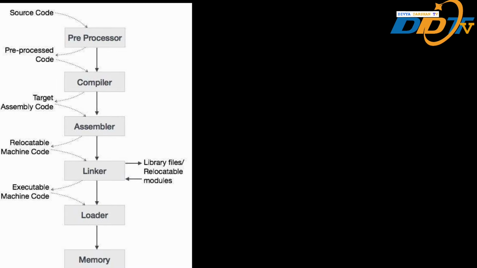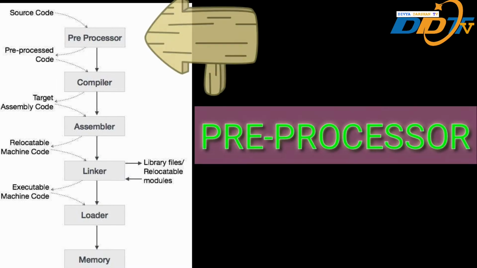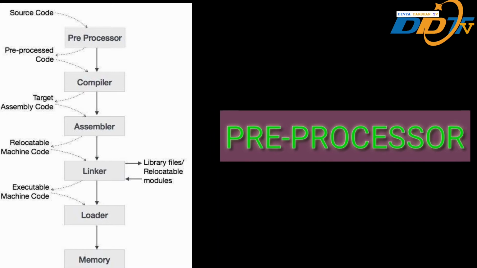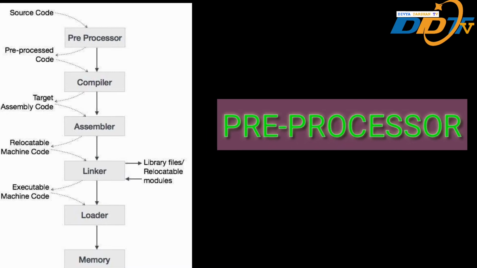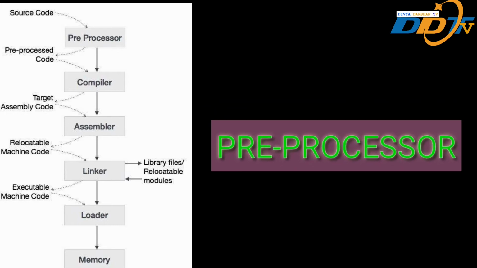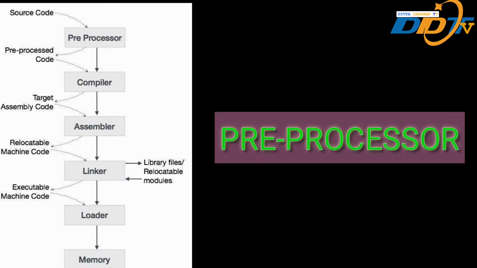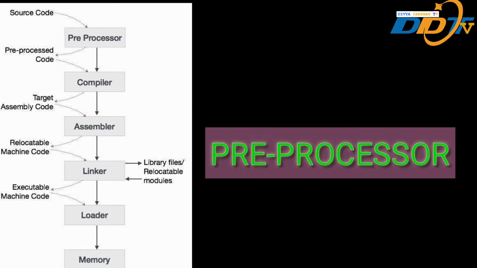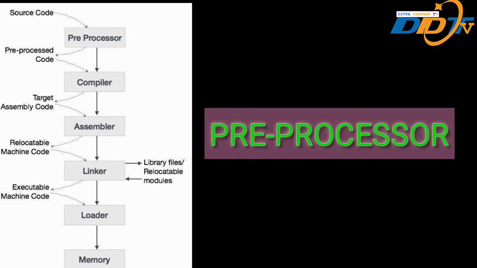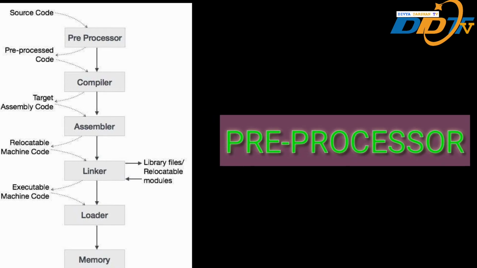Here we can see a preprocessor on our display that is generally considered as a part of compiler. It is a tool that produces input for compiler and it deals with macro processing, augmentation, file inclusion and language extension. Preprocessors take source code as input and produce pre-processed code as output.